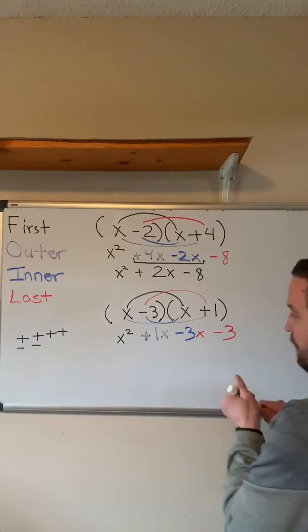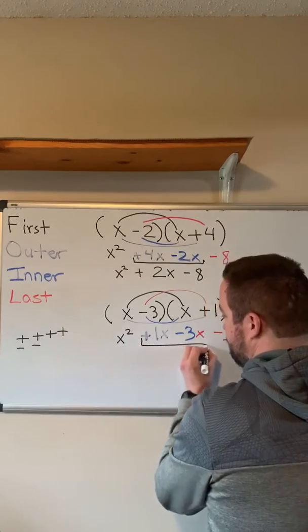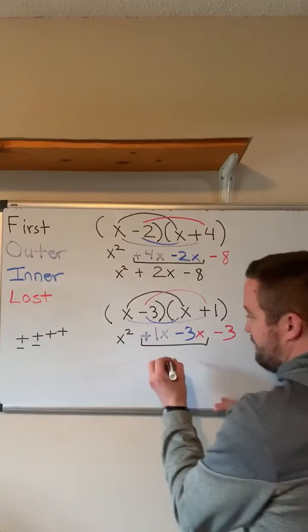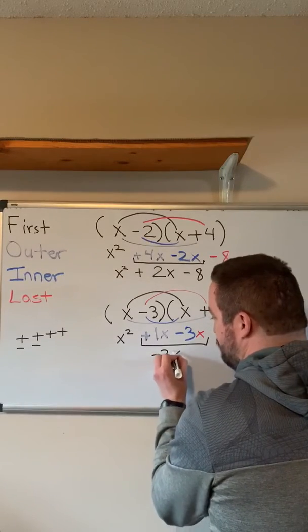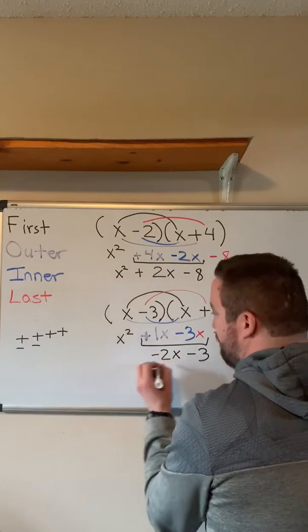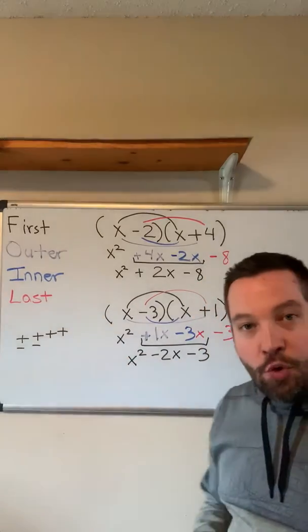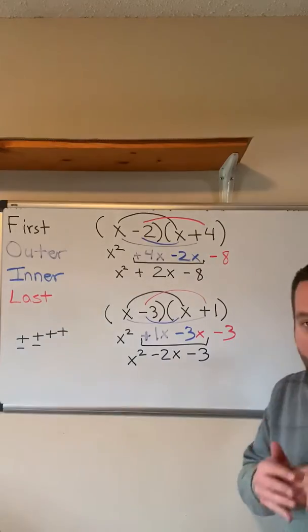And again, I look at what I've got here in the middle. I've got my like terms right there. 1x minus 3x is going to be a negative 2x. I bring down my negative 3 and my x squared, and I'm all good. Cool? All right, let's just try one more though, please.